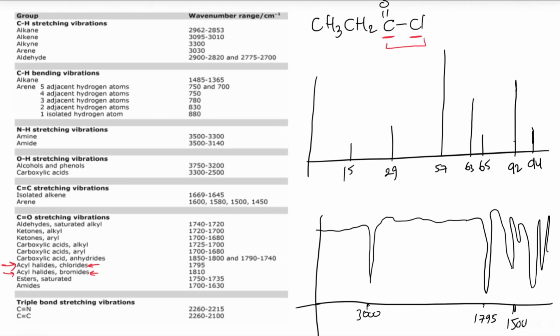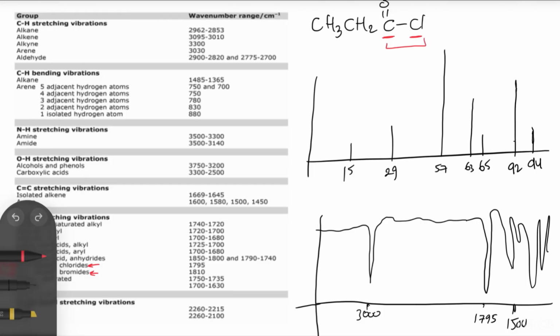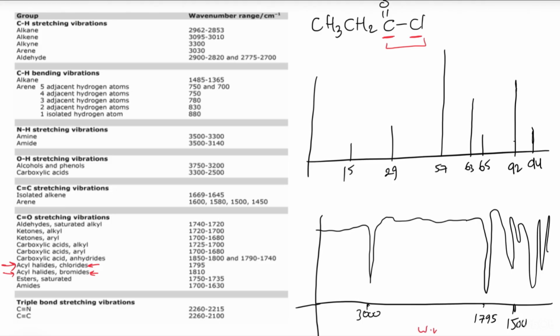Acyl chlorides and acyl bromides have C double bond O, and we are expecting a frequency around 1700. Okay, look at the IR. We have the wave number in here. We can see that there's a peak at 1795, and it matches the acyl chloride frequency for the wave number. So this one represents the C double bond O. And if we look at this beautiful peak, definitely it represents the CH stretching.